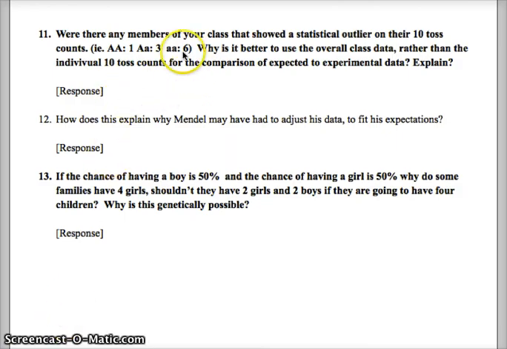So in question 11, you're being asked to look for those outliers. Did you see any classmates who may have had a count that was not close to the 1 to 2 to 1 ratio? Did you have a count that may have been 7 homozygous dominant, 1 heterozygous, and 2 homozygous recessive? Because that would have been off from the actual expected results. And you were supposed to look for those outliers, those unique situations where maybe the counts don't match up to the expected outcomes.